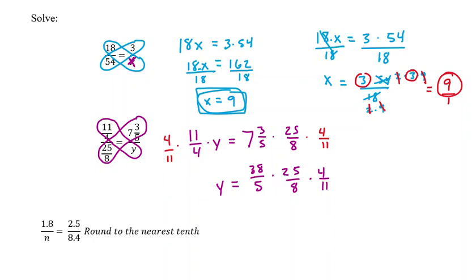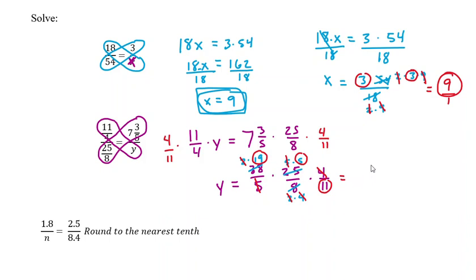25 is 5 times 5, and 38 is 2 times 19. And 8 is 2 times 4. So now I see some things that I can cancel. I've got the 4 in the numerator and the denominator. I've got a 2 in the numerator and the denominator. I've got a 5 there in the numerator and the denominator. And in the numerator, I'm left with 19 times 5, and in the denominator, I'm left with 11.